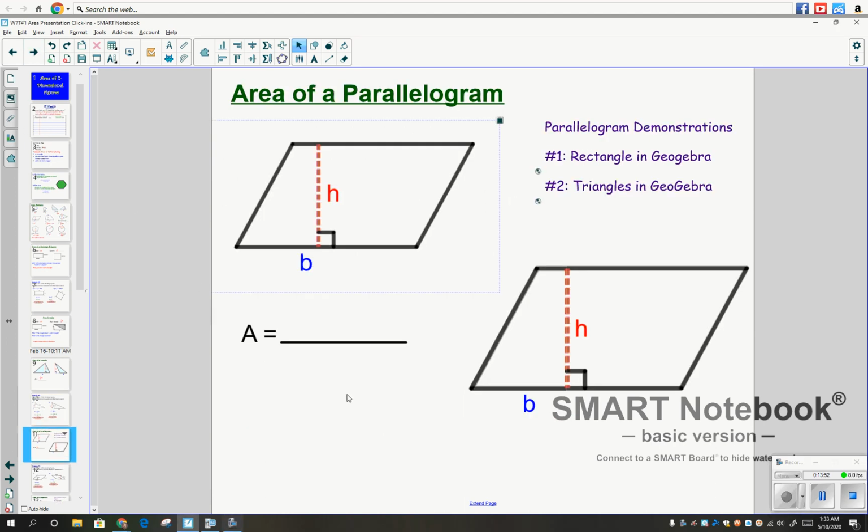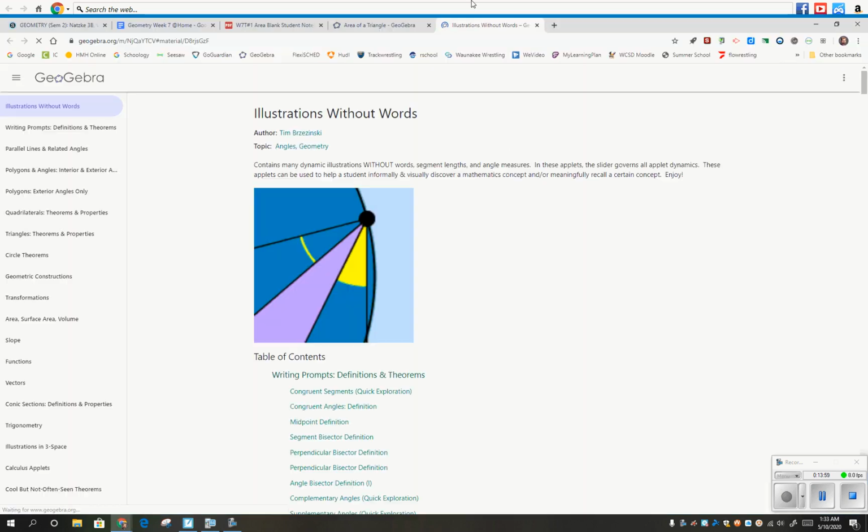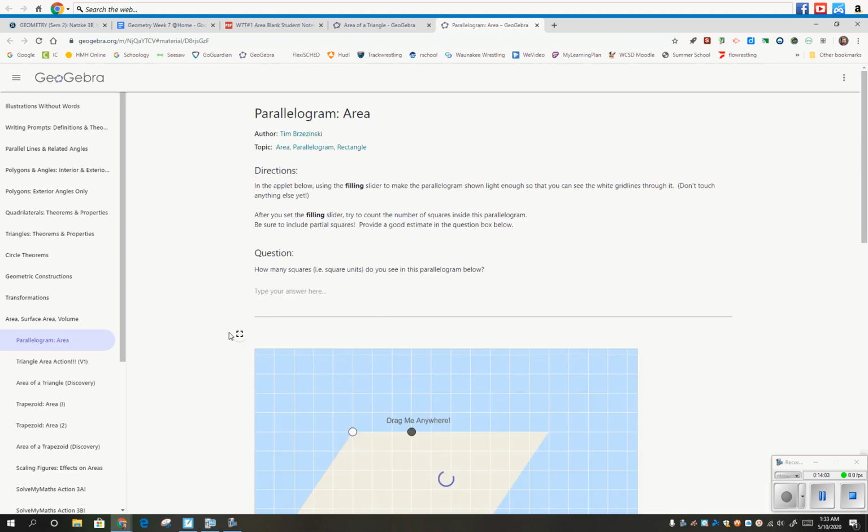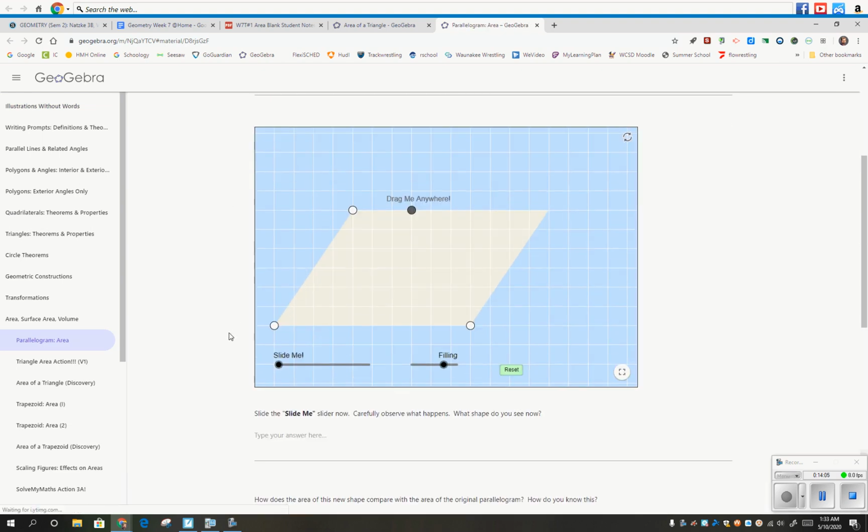As we move on, the next shape we're going to look at is a parallelogram. Well, we've got two examples here. I'm going to show you a little demonstration here in GeoGebra. So I've got a parallelogram here, right?